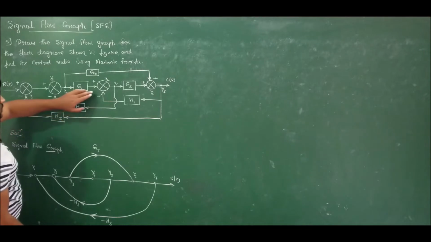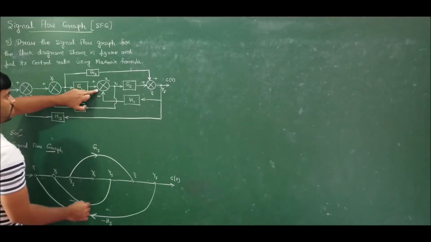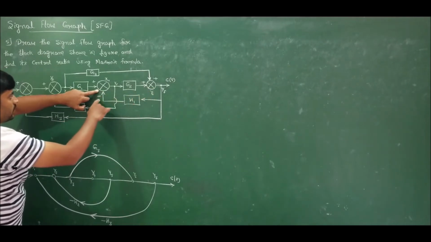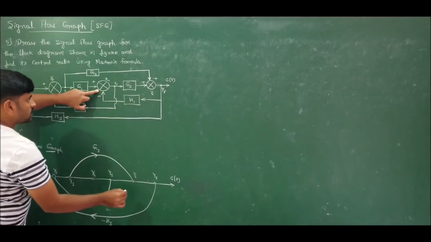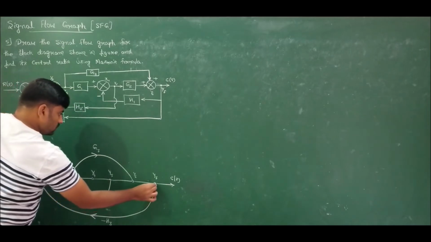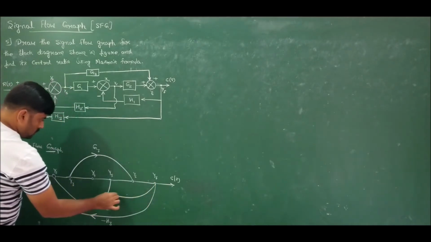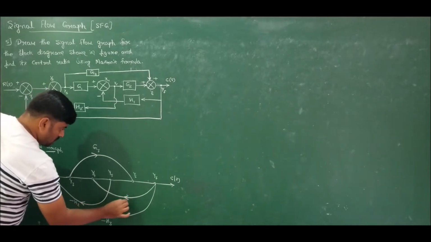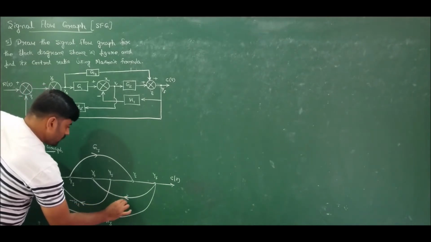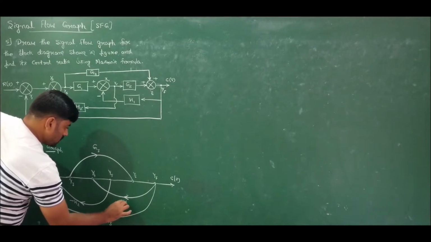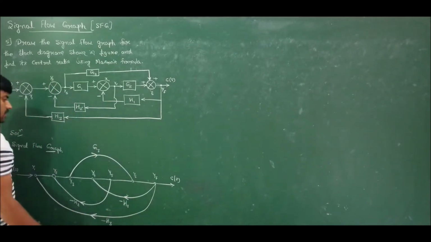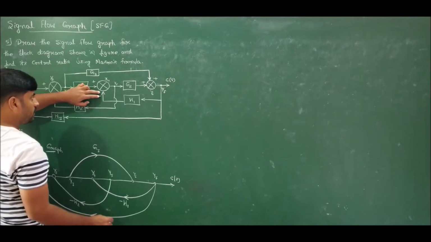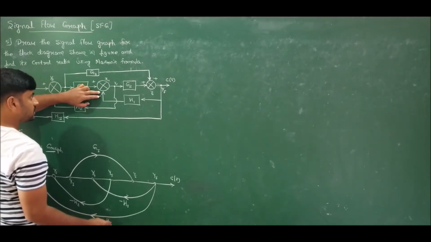Next, coming to y4. For y4 we have a feedback from y7 which is a negative feedback, minus H1. So connect y7 to y4, which is a negative feedback of minus H1, done. Then we have node y6, that's it.